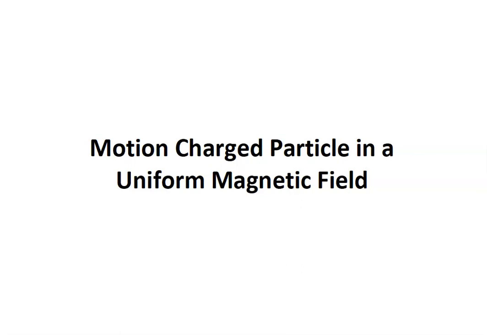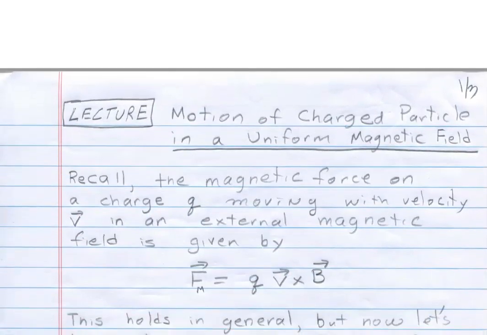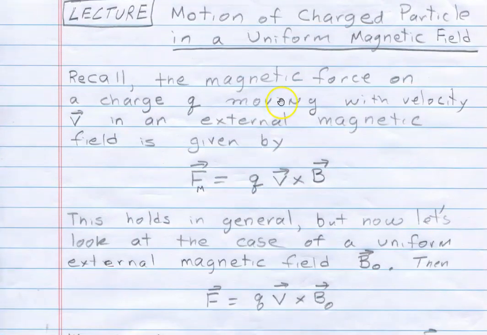I want to look at a very common, but special circumstance: the motion of a charged particle in a uniform magnetic field. And remember, uniform means constant, so it's a constant magnetic field, and the magnetic force is, as usual, the force is the charge that's moving there, its velocity crossed into the magnetic field.